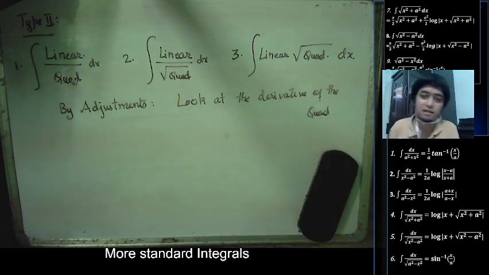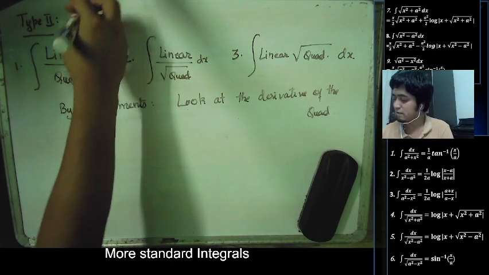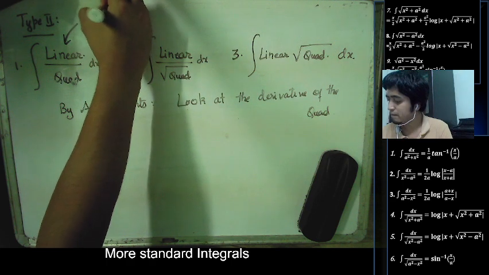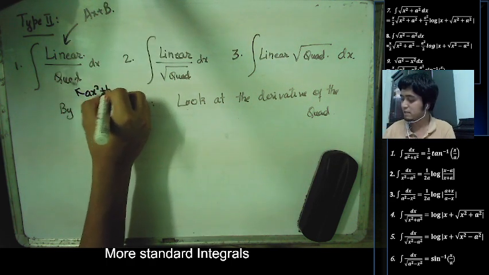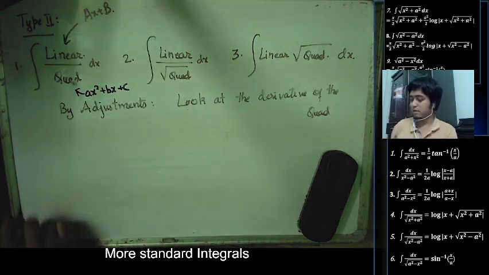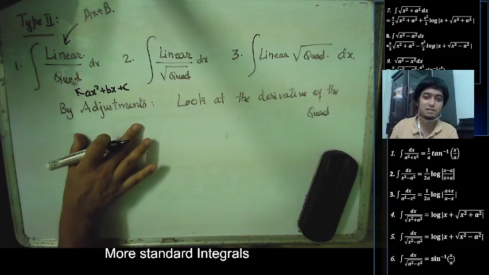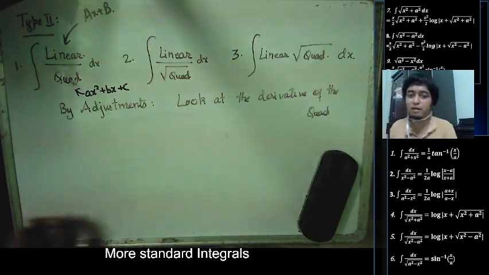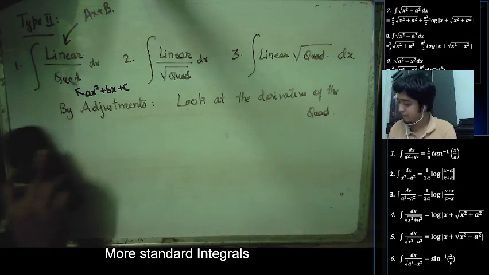Okay, so differentiate the quadratic and then you will do some adjustments after looking at it. Again, what is a linear? A linear is of the form ax plus b, and a quadratic is of the form ax squared plus bx plus c. Whenever you are having any of these, you will have to do adjustments by looking at the derivative of the quadratic. Okay, so let's see number 1, an example.